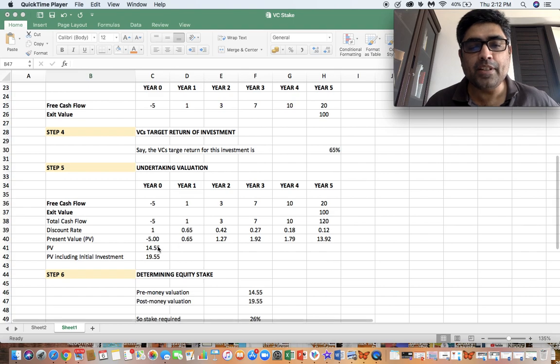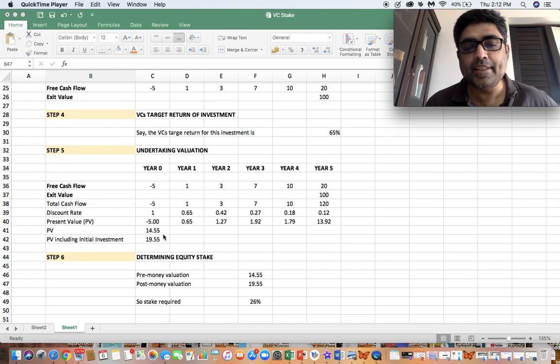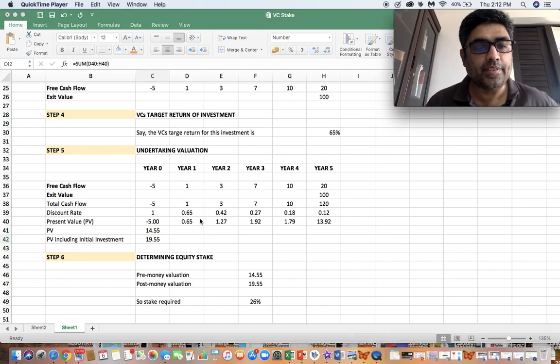The present value as on year 0 gets to be 14.55, and the present value including the initial investment gets to be 19.55, right? That is the sum of D40 and H40. So that's how we get this figure.